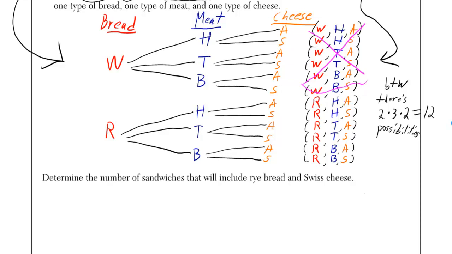That one too. So it's only going to come from the bottom six. But we also want Swiss cheese. Well, that's that one, and that one. 3 out of the 6.